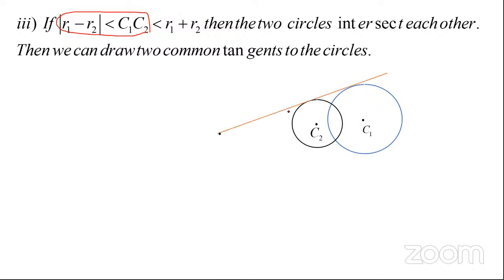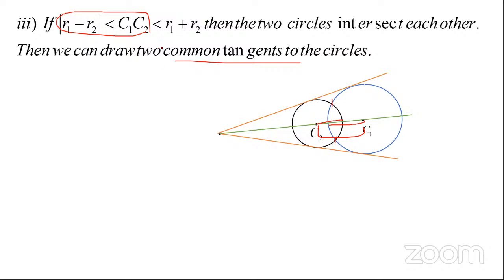These are two circles. We can draw like this. So this is R1 minus R2. This is the R1 value up to here, R2 value up to here. So this is less than C1C2, the distance between those two. Then the two circles intersect each other at two points. So we can draw only two common tangents from the external point.